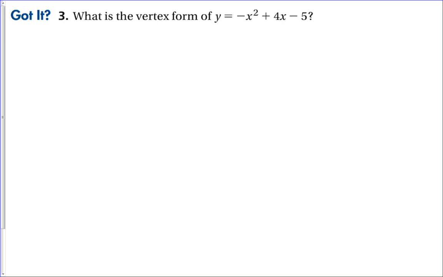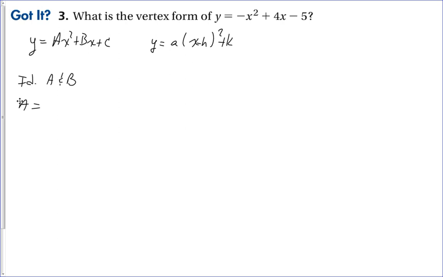All right, so first thing, let's write down both of them. We have y or f of x, because like I said, they're interchangeable. ax squared plus bx plus c. And vertex form is y equals a(x minus h) squared plus k. All right, so the first thing we need to do is identify a and b.